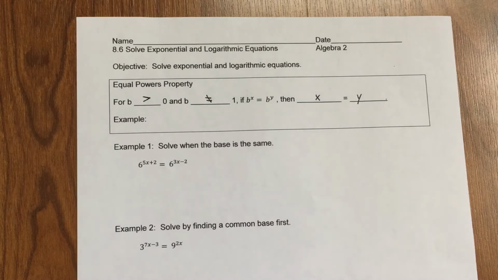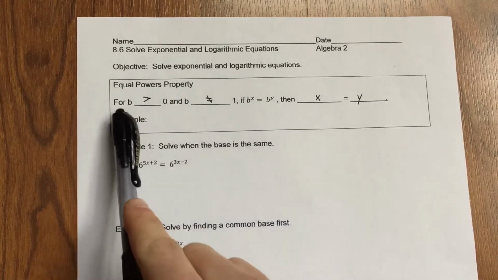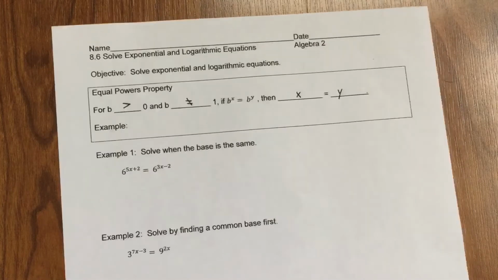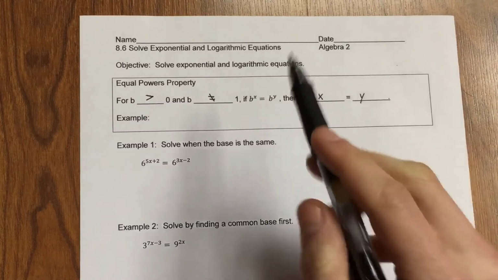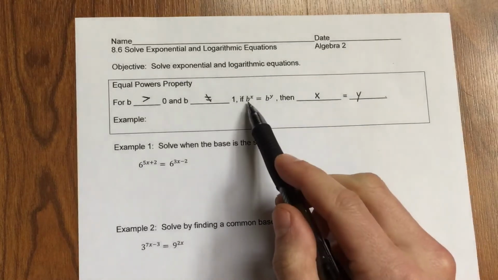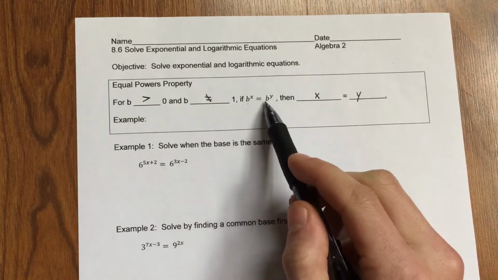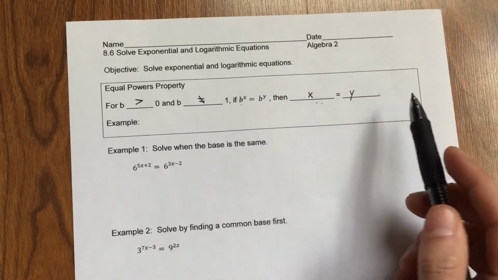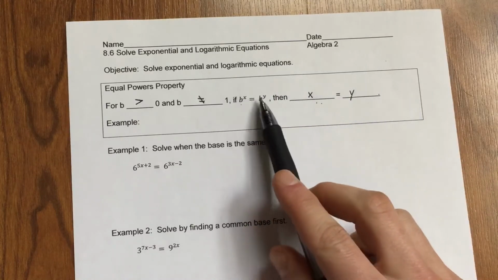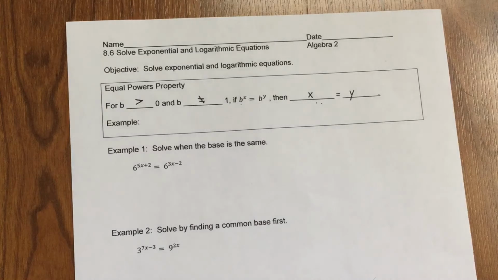For the equal powers property, this is a definition. It states for b, and b is just a number, for b greater than 0 and b not equal to 1, if b to the x equals b to the y, then x equals y. What that really means in a nutshell is, if we have an equation that has some number being raised to an exponent equals that same number being raised to an exponent, well, the exponents are equal to each other then. If the base is the same, these exponents must equal each other.